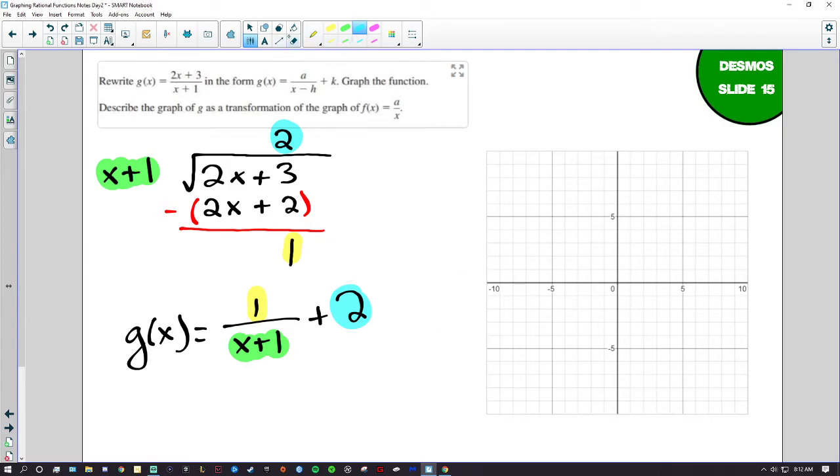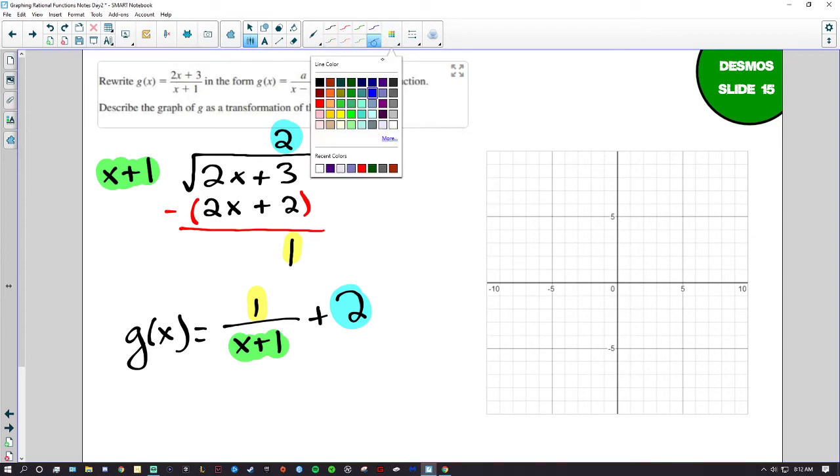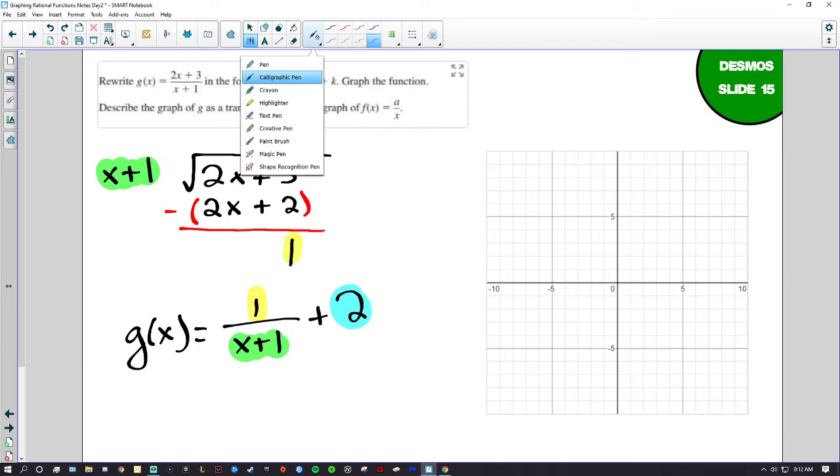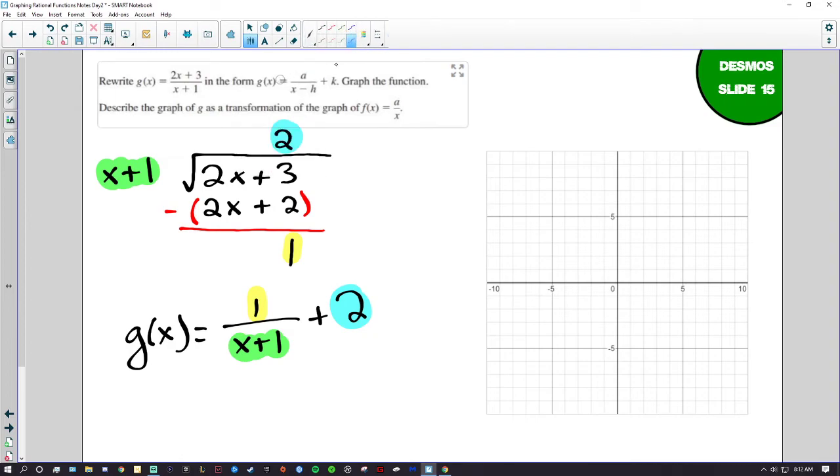So my h value, let's do it in blue. I guess I should do it in green, shouldn't I, if I'm being smart. So my h value comes from here. Since it's a positive 1, h is negative 1. My k value, which I have highlighted blue, is positive 2. So I have my negative 1, positive 2. Let's sketch those lines.